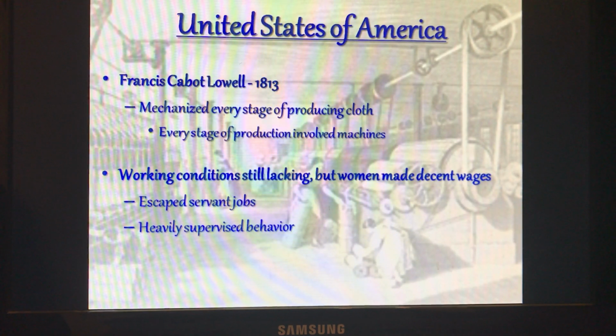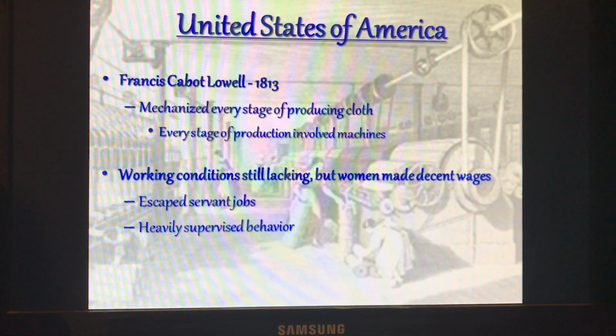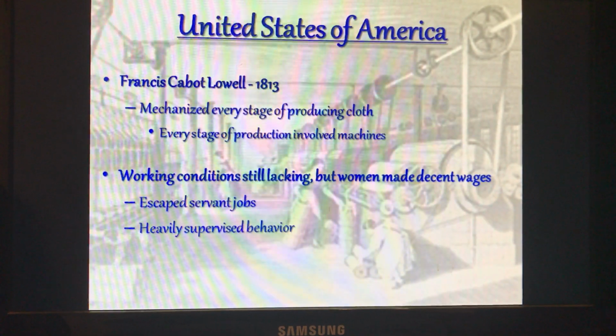Now, the working conditions were still pretty bad. However, young women, by young women I mean late teens and early 20s women, were now able to get out of the house and go get jobs. And some of these wages were fairly decent. And so they were able to escape having to be house servants. Now, their behavior was heavily supervised, but it was still a chance for young women to go out and have an adventure and get a job and start to make friends outside of their little town.